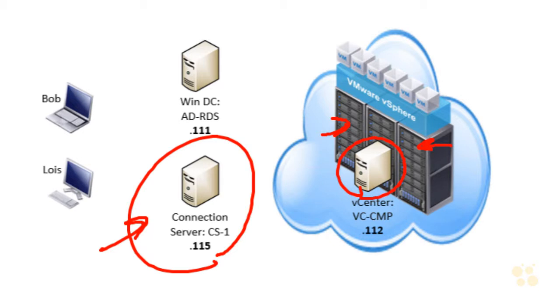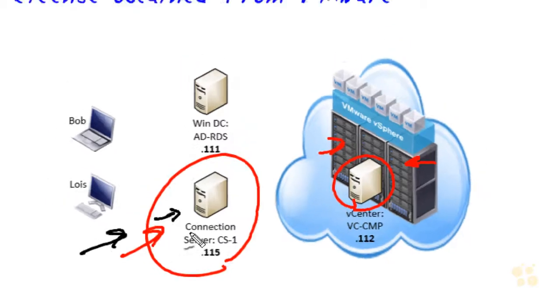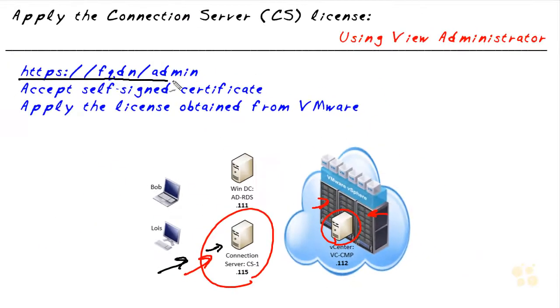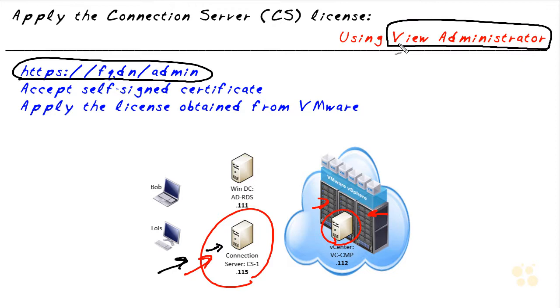So to license this, there's some basic steps. Number one, we need to have a license for Horizon View. Then we want to connect to that connection server, and we connect to the fully qualified domain name /admin, and that gets us to the View Administrator application. And that's where we're going to go to administer and work with View. If the connection server is a new install and it's got a self-signed certificate, we need to accept that so we can go into the View Administrator. And then we'd simply apply the license that we got from VMware to the connection server.